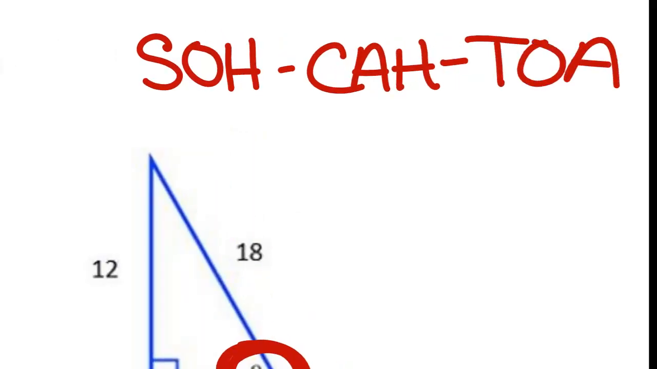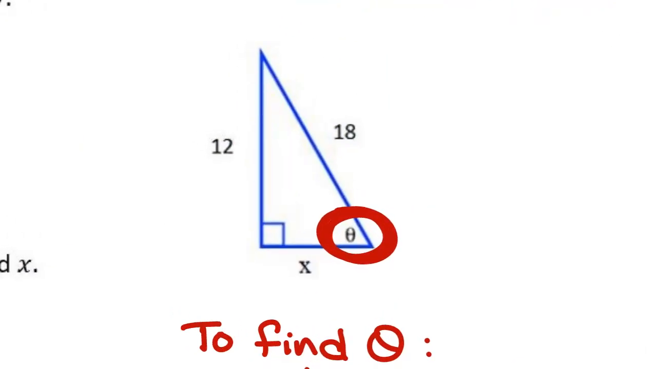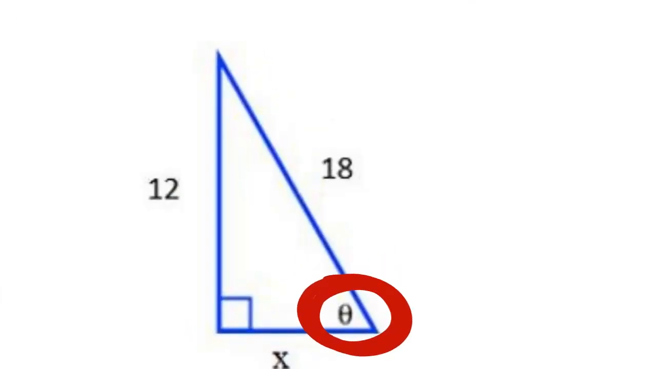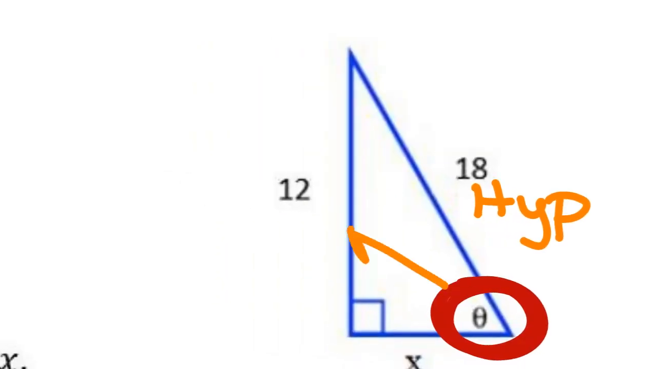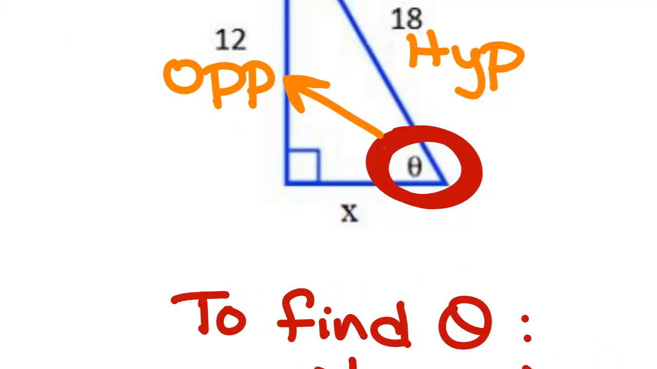All right, so let's label these sides up. Standing at theta, which side is the hypotenuse? 18 is my hypotenuse. Opposite from the right angle is my hypotenuse. Which side is opposite where I'm standing at theta? 12, yes. This is my opposite side. And so that means the side there that is x is which side? The adjacent.